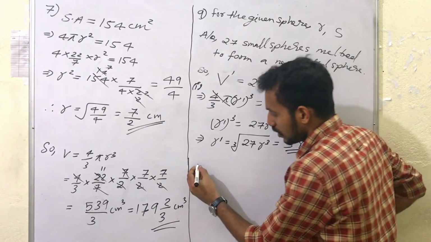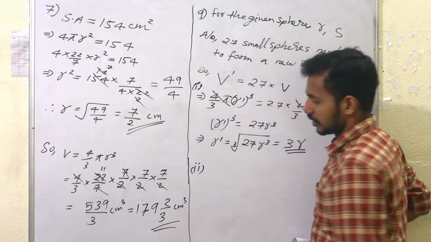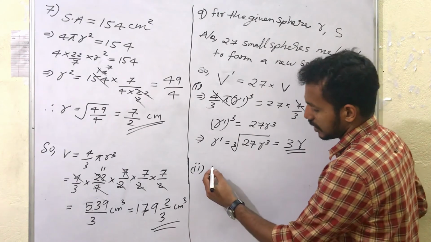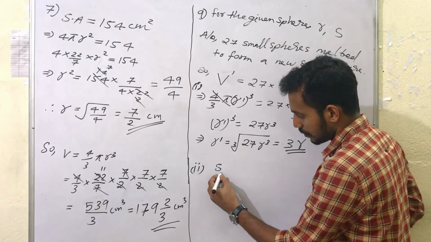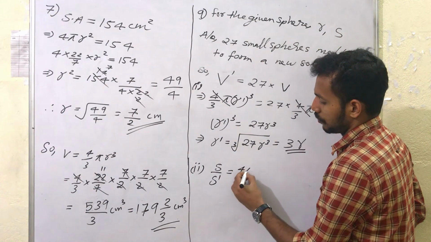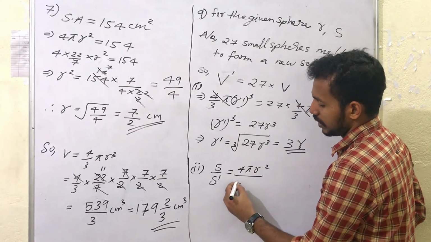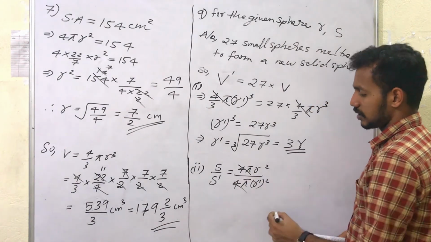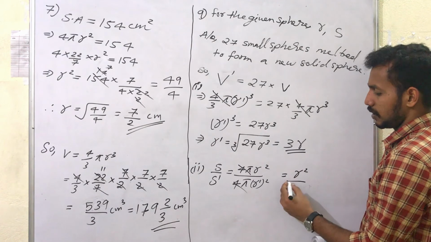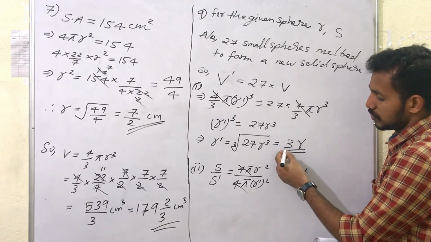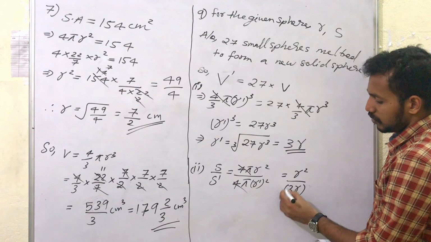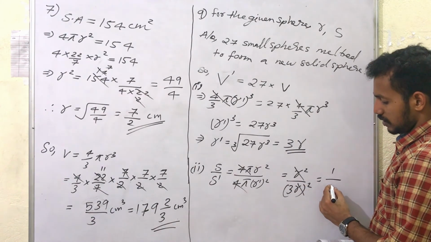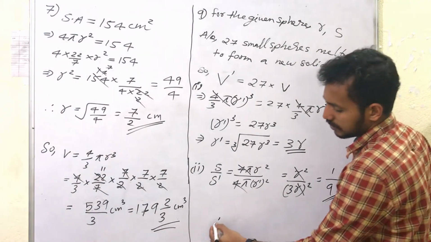Clear? And the second question is the ratio of their surface areas, the ratio of S and S dash. That means S by S dash is equal to 4 pi r square divided by 4 pi r dash square. 4 pi cancel it. r square divided by r dash square, where r dash is 3r. Substitute this value here. So 3r whole square, r square cancel. Then 1 by 3 square will be 1 by 9. So the ratio is 1:9.